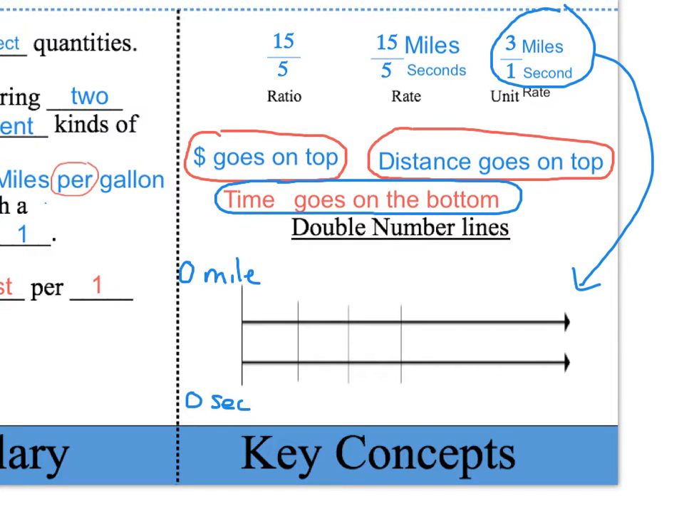Our unit rate would usually be the first line, so 3 miles for 1 second. Other possible rates: if I times that by 2, if I doubled that, that would be 6 miles for 2 seconds. And if I times that by 3, that would be 9 miles for 3 seconds, and so on. So your patterns would continue on our double number line. Let's use these key concepts to go through the following examples.